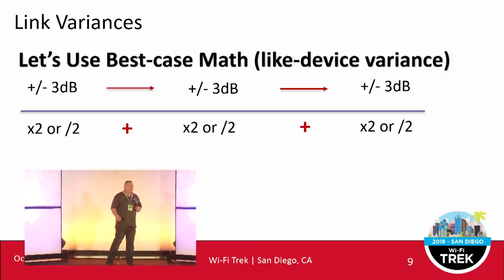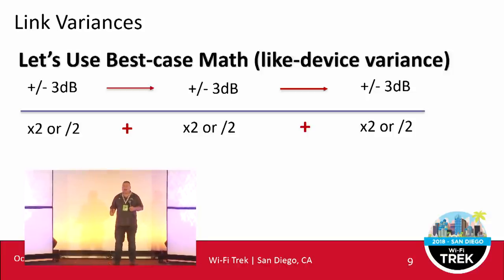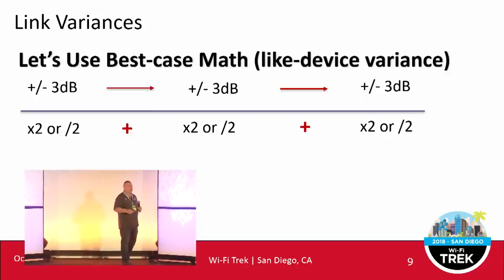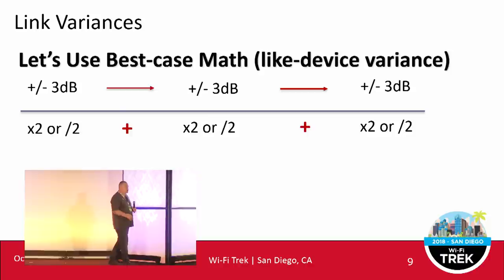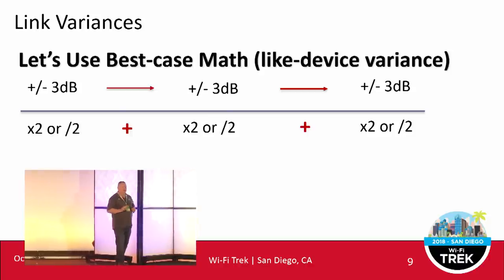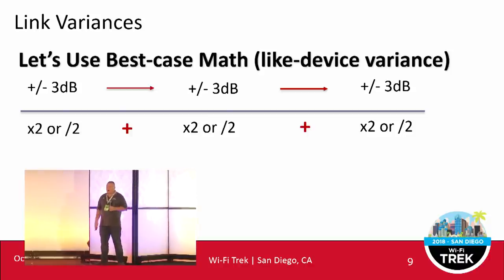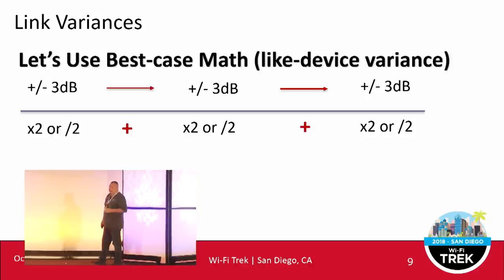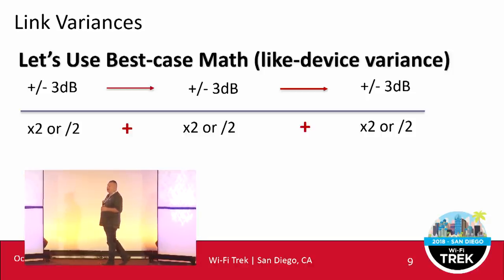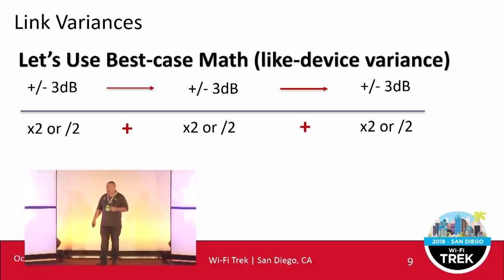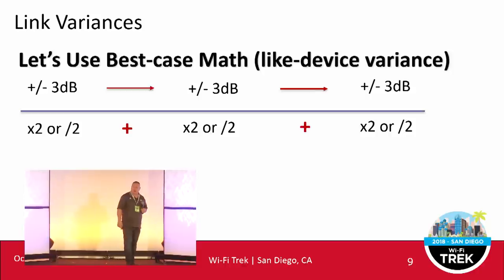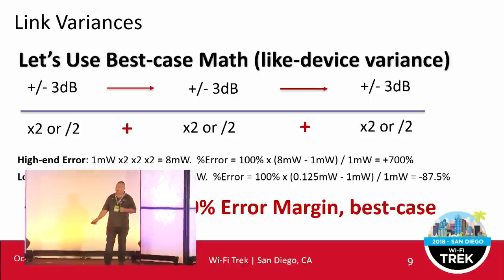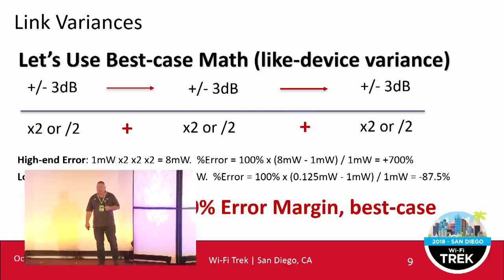So we're going to use best case math here, the like device variance. That is, two devices that are exactly the same on the transmit, on the receive, not different manufacturers, different generations, the same exact device. So we take our plus or minus three best case on the transmitter, plus or minus three best case on the channel, and plus or minus 3 dB on the receiver. You think, oh no, this can't be good. So that's double or half, plus double or half, plus double or half. So what does that error look like when you do the math?